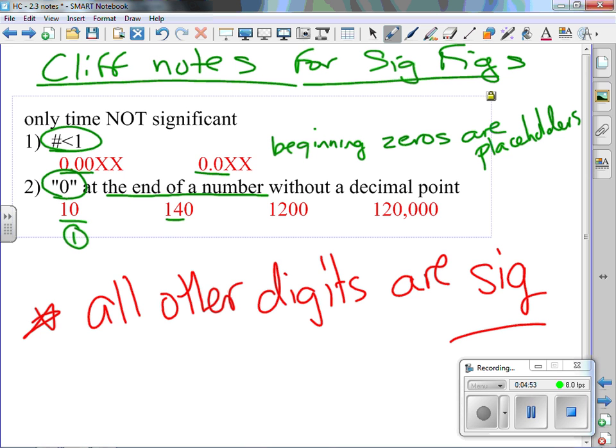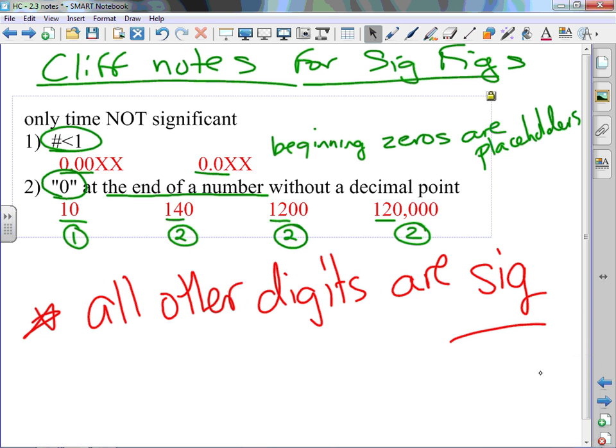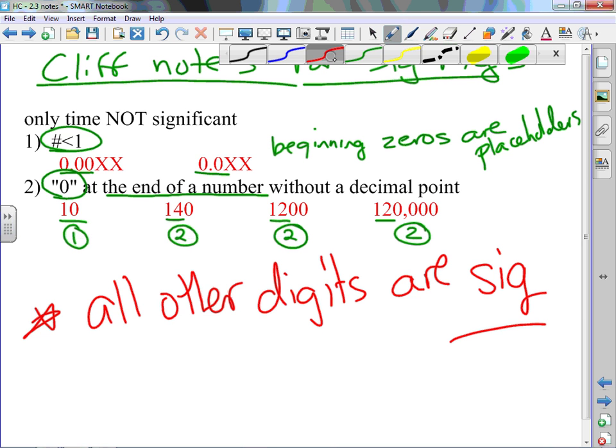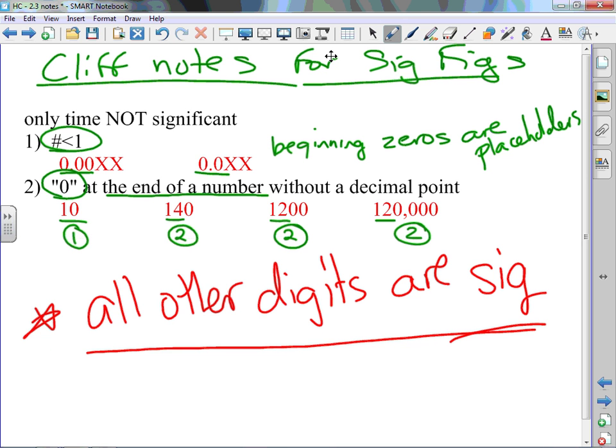140, there's a zero at the end, no decimal point. That one only has 2. 1200 only has 2. 120,000 only has 2. It is a very important piece of information to know whether or not there's a decimal point there at the end or not, because that truly is determining where something is getting rounded to. Now, if those are the only two circumstances when you don't pay attention, then all the other digits are significant. Okay.